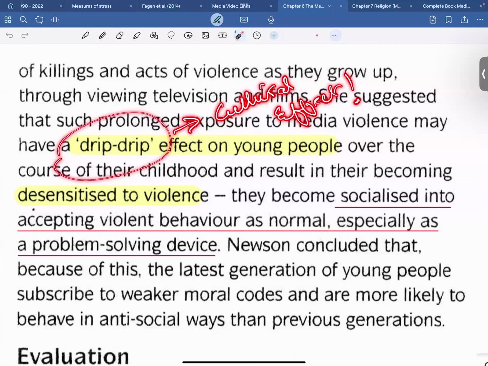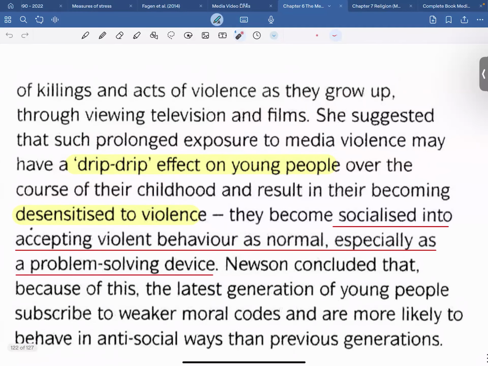So, the drip effect, in other words, if you keep on showing young children violence, this would eventually lead to them being desensitized towards violence. In other words, they would become socialized into accepting violent behavior as normal, especially as a problem solving device.